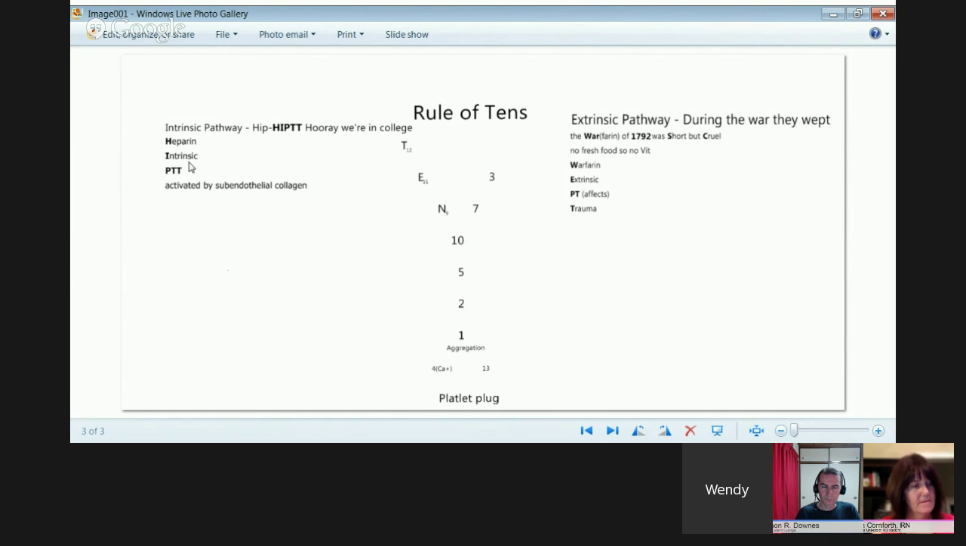Okay, so my mnemonic for the intrinsic pathway is "hip hip hooray, we're in college." So HIT is the actual mnemonic. H is for heparin. I is for intrinsic. PTT is for the test that it's affected. And then college is because it's activated by subendothelial collagen. So college, collagen, that's the thought behind it.